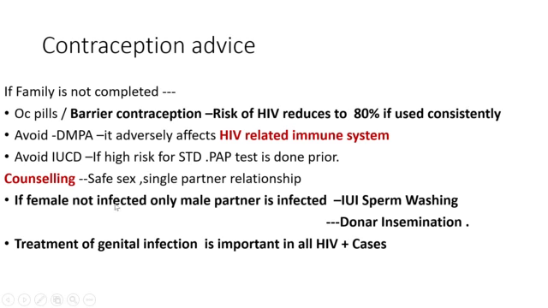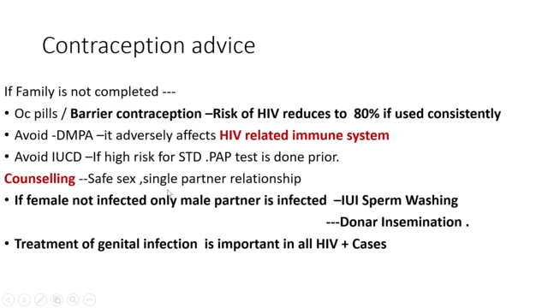Contraception advice: HIV positive women can practice OC pills and barrier contraception, because 80% risk is reduced with consistent use. Avoid DMPA because it adversely affects the HIV related immune system. Avoid use of IUCD if she is a high risk patient for STD. A PAP test should be done prior.